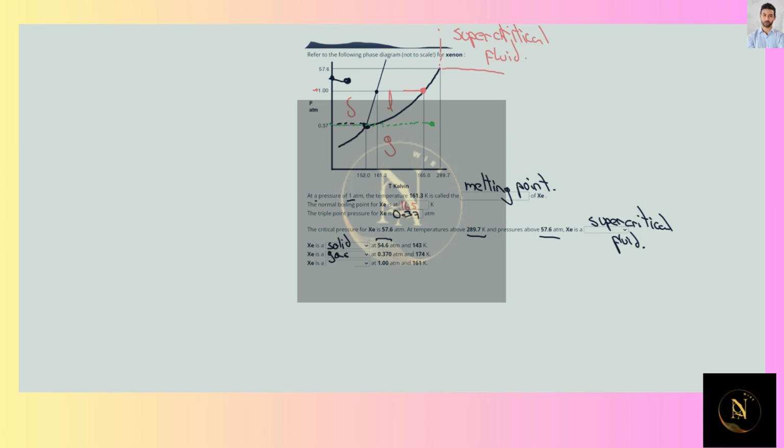And finally, at 1 atmosphere and 161 Kelvin, we're right below the boiling point, so xenon is going to be a solid. Remember that the boiling point would be 161.3.